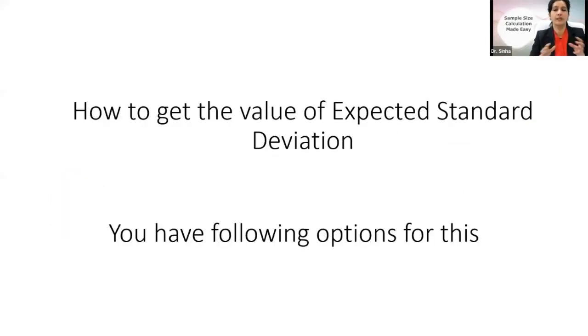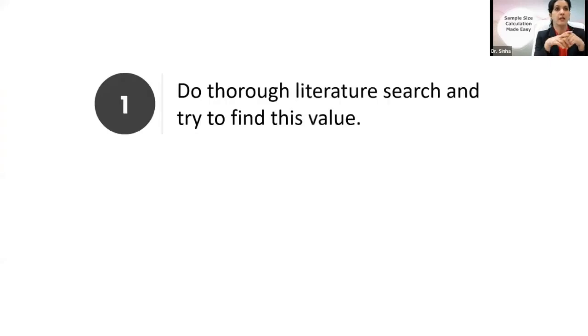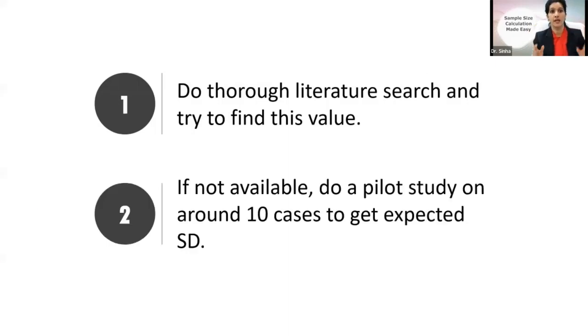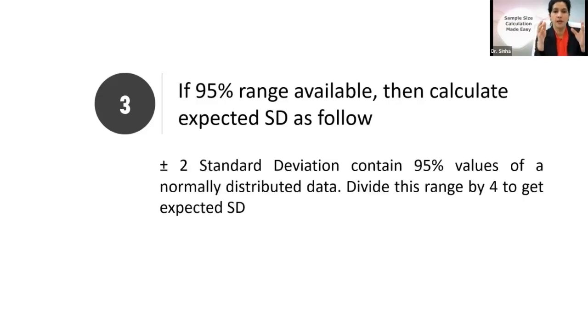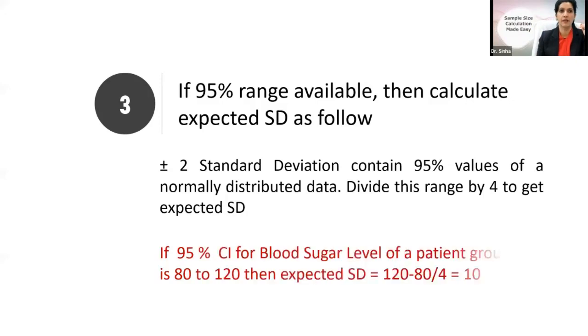And then how to get the value of the expected standard deviation. Many times you will have this expected standard deviation in your literature while you are doing the literature review. But if you cannot find it, the first thing is to have a thorough literature search. If you don't find it, then do a pilot study with around 10 cases to get that expected SD. Even if you cannot do that, if the 95% range is available, then you can calculate it, because plus minus 2 standard deviations contain 95% of values. So if you divide this difference by 4, you get the expected standard deviation.